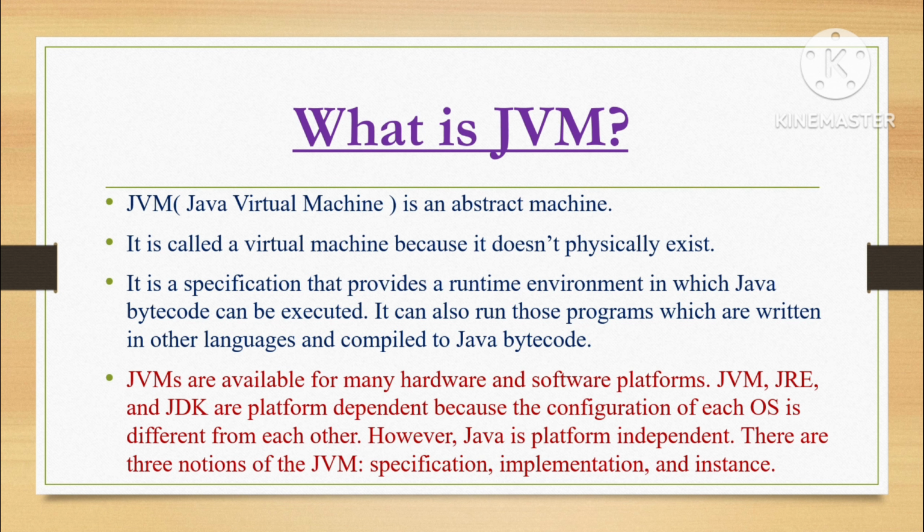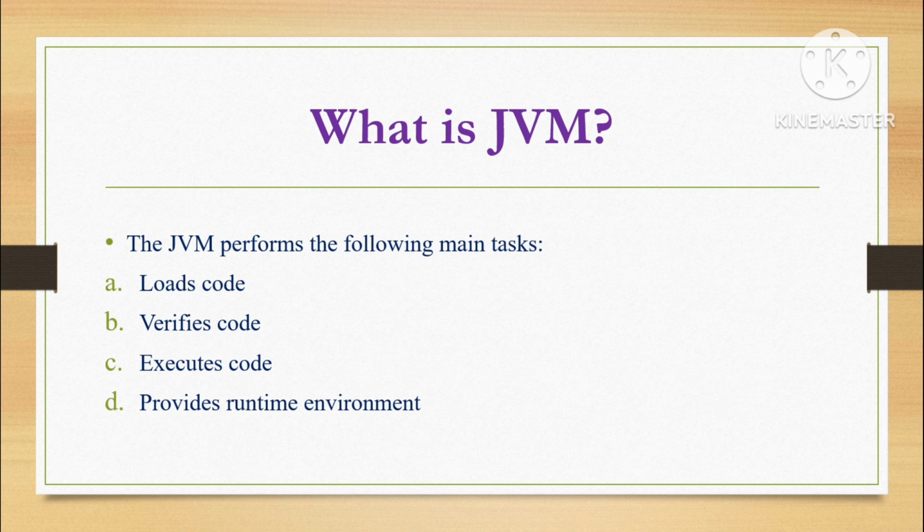JVMs are available for many hardware and software platforms. JVM, JRE, and JDK are platform dependent because the configuration of each operating system is different from each other. However, Java is platform independent. There are three notions of JVM that are specification, implementation, and instance. The JVM performs the following main tasks: 1. Loads code, 2. Verifies code, 3. Executes code, and 4. Provides runtime environment.